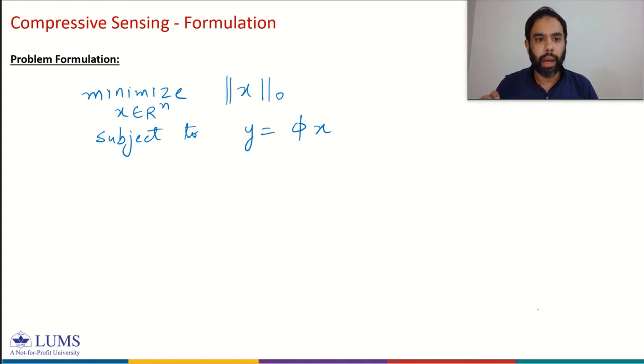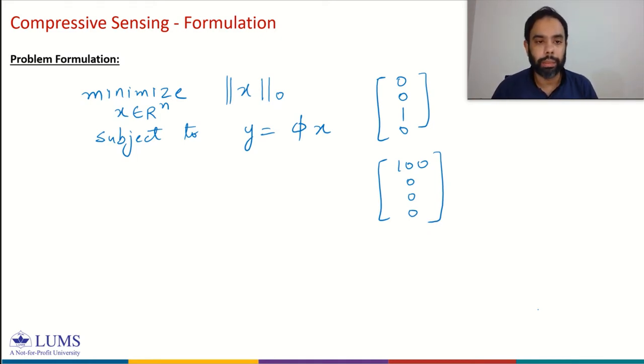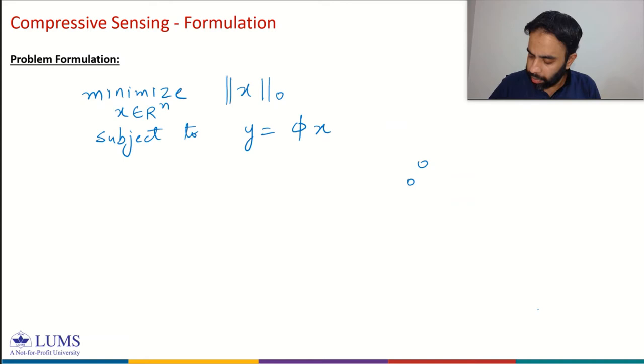Let me emphasize again that the zero norm is equal to the number of non-zero entries of x. See, if you have two vectors, so I take in R4, 0, 0, 1, 0, and I take another vector, 1, 0, 0, 0. If you take the zero norm of these two vectors, you get 1, because only one entry of each of these vectors is non-zero. So zero norm does not give you the value of x. We only get the number of non-zero entries. So we have an optimization problem in which we want to minimize the zero norm subject to y equal to phi x, the measurement model.